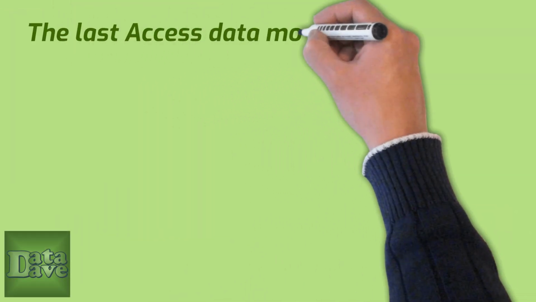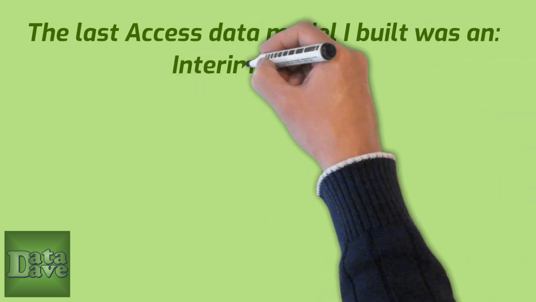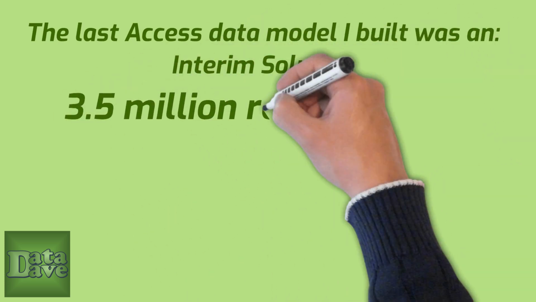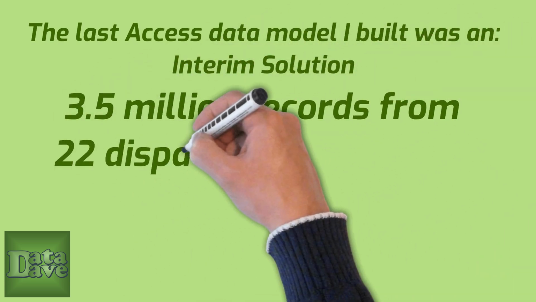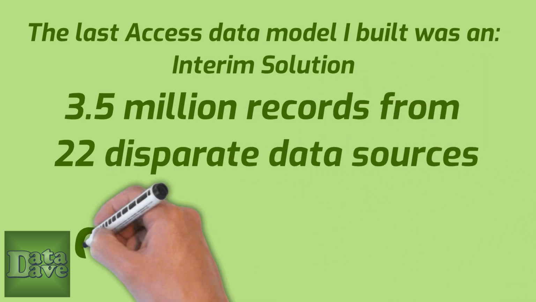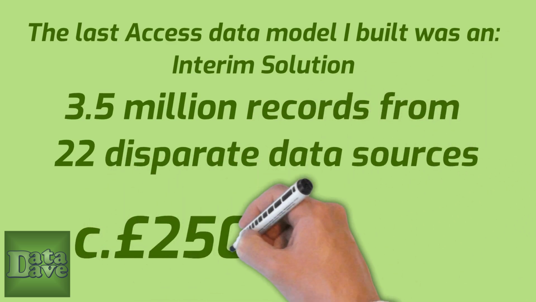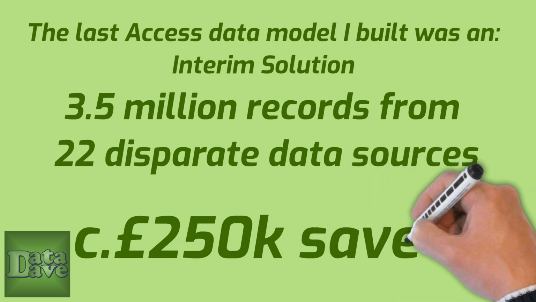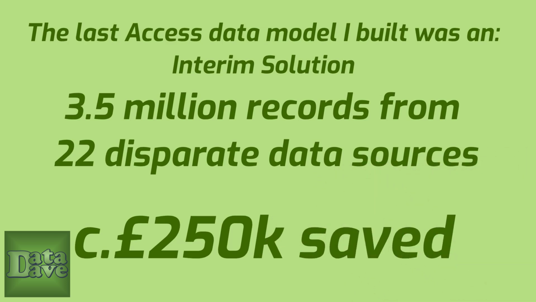To put this into perspective, the last Access database I built was an interim solution. It processed 3.5 million records from around 22 different data sources that didn't speak to each other. And the learning I shared with the developers was estimated to have saved over £250,000 in development costs.